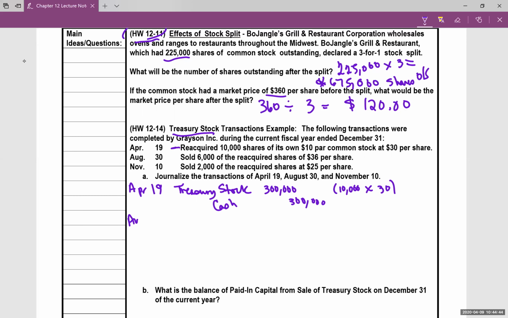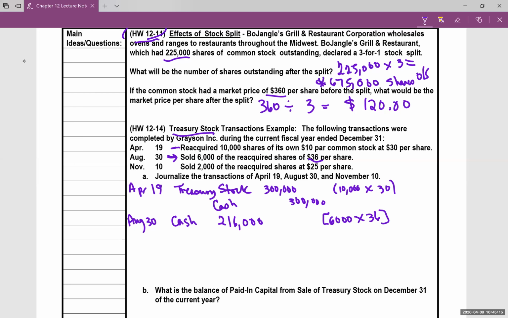All right, August 30th. Then some time goes by and they're like, let's sell some of this. Let's go ahead and sell it at 36. So they did get cash and they sold some treasury stock. The debit amount is 216,000. The calculation on that was the 6,000 times the selling price.